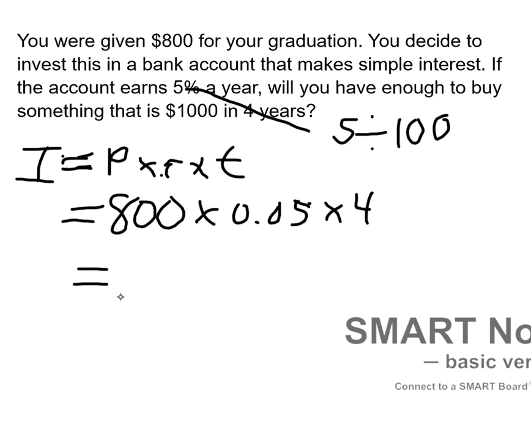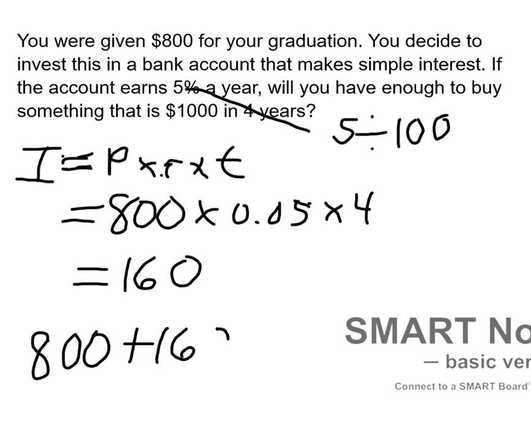And then I'm just going to get my calculator and multiply that all together. I'm going to get 160. Now, remember, that's just the interest that you earned. So the question is, will I have $1,000 in 4 years? Well, you have to think that the total amount of money will be what you started with plus your interest. So you will have a total of $960 in your bank account. So the answer, sadly, is no, you will not have enough money to buy what you want.